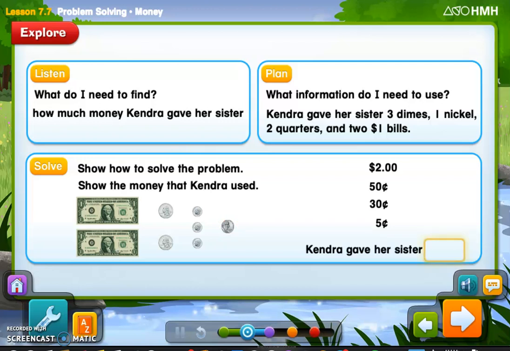So sometimes in this problem, it's good to count the cents first, right? So right here, if you count 50, 30, and 5, we know that 50 plus 30 equals 80, right? And then add that 5 cents, and that makes 85. And then you add that 85 cents to the $2. So Kendra gave her sister $2.85.